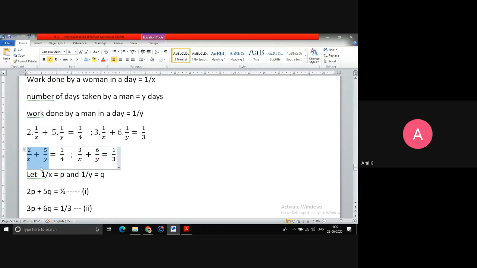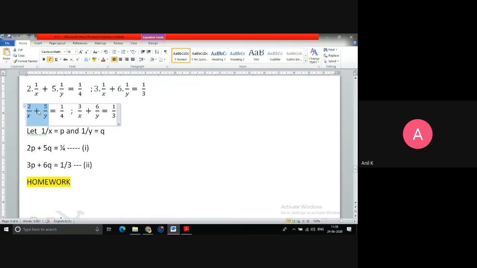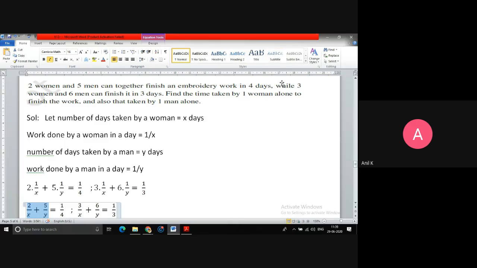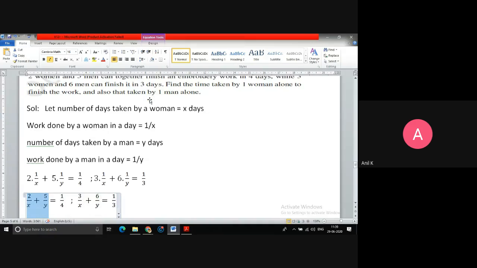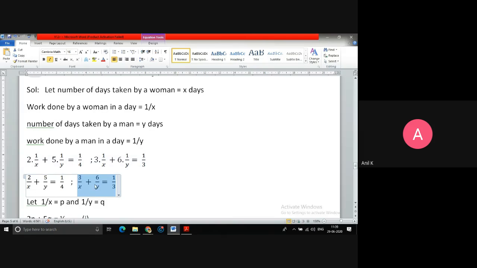So this LHS is the amount of work done in a day by these many people, and it must be equal to, again 1 as the total work and 4 days taken, so it is going to be 1 by 4 for work done in a day. So I got 2 by x plus 5 by y equals 1 by 4. And the second case is 3 women and 6 men in 3 days. So 3 women means 3 by x, plus 6 men means 6 by y, equals 1 by 3. So 3 by x plus 6 by y equals 1 by 3. Up to here, is it clear for everyone? How do we get these equations?